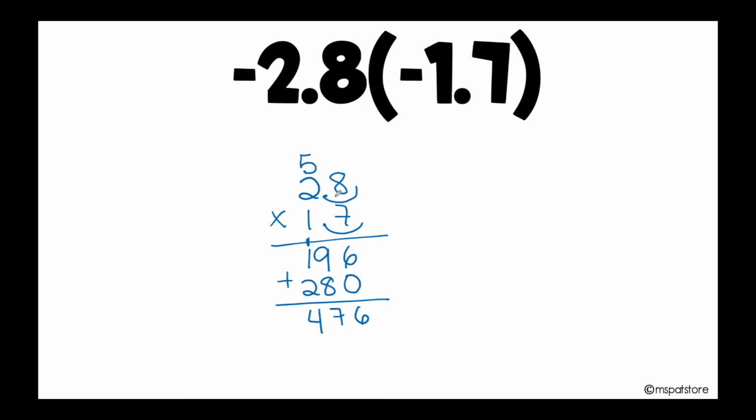Now, as I shifted out my decimal point 2 spaces, I'm going to shift it in 2 spaces. Invisible decimal points, 1 and 2. So this is my answer. As they have the same sign, my answer will be positive. So it is 4 and 76 hundredths, my final answer.